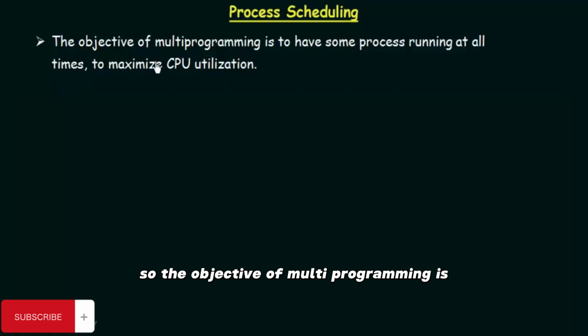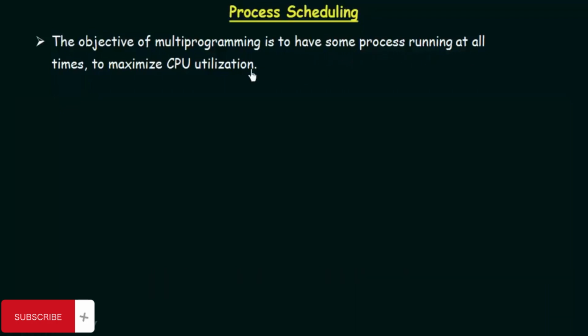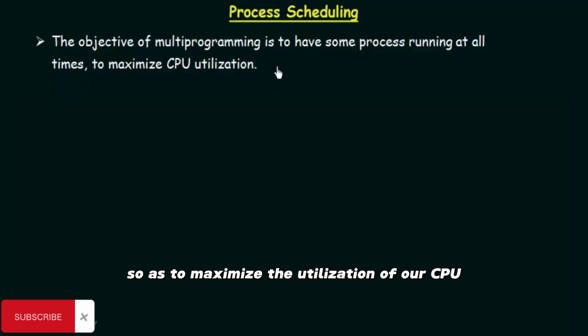So the objective of multi-programming is to have some process running at all times. We want at least some process running at all times so as to maximize the utilization of our CPU, and hence we are efficiently using the resources that we have. That is the objective of multi-programming. Now you may ask, how is this related to process scheduling? Don't worry, we will come to that, and you will understand how it is related as we move ahead.